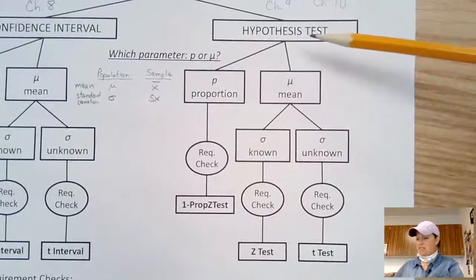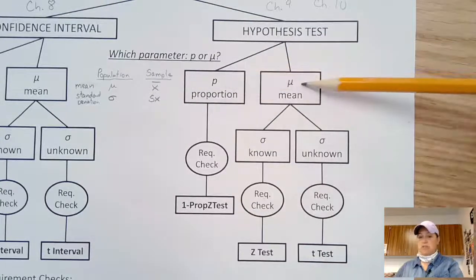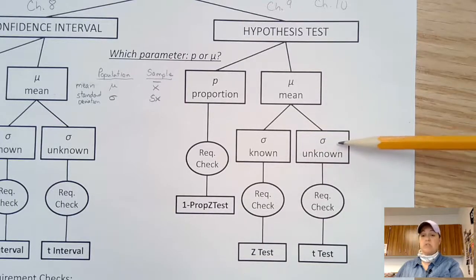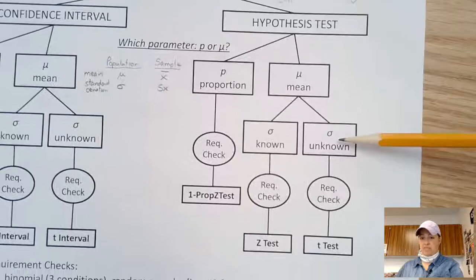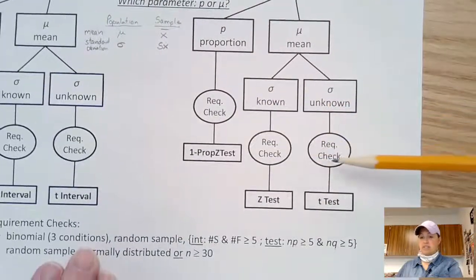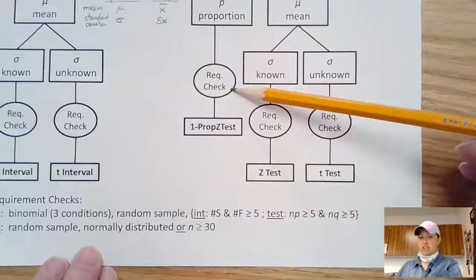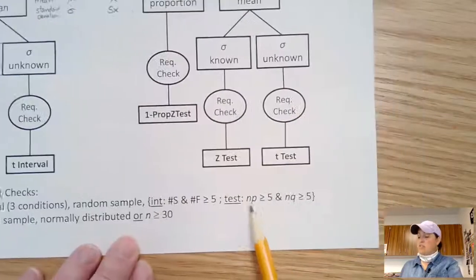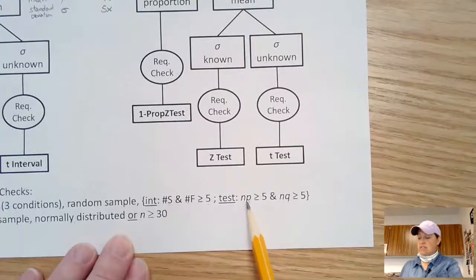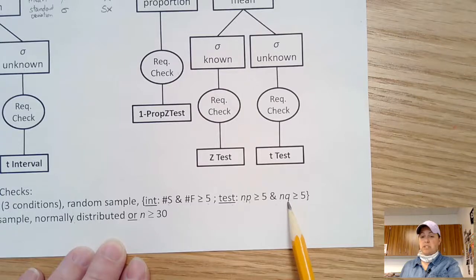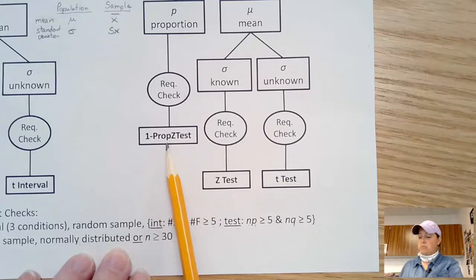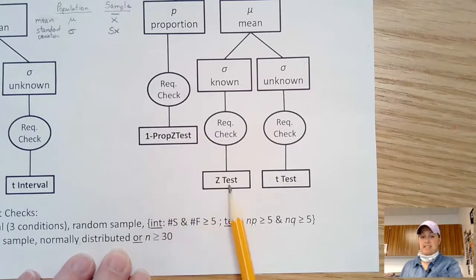It's either going to be a proportion or a mean, and you either know the standard deviation for the population, or you don't know the standard deviation for the population. You still have the same required checks, except for on the proportion required check, instead of using the number of successes and the number of failures, you're going to use the probability, so the sample size times the probability of success, and the sample size times the probability of failure. And then this would be a 1 proportion Z test. This one is a Z test. This one is a T test.